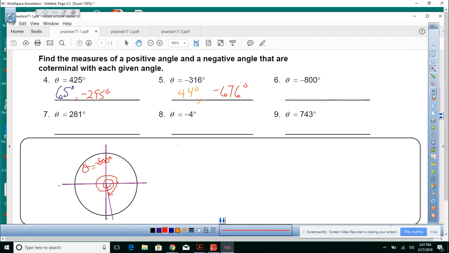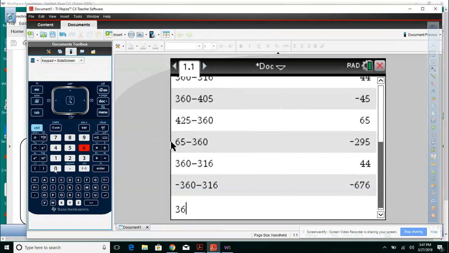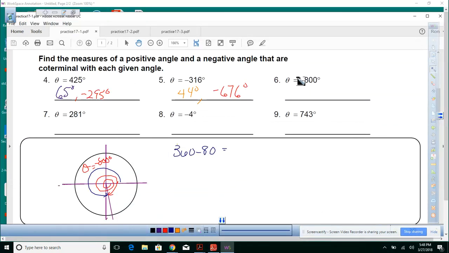All right, first, let's do a positive angle, and we're going to go from here around to there. So that's going to be 360 minus 80, right? And that's going to be what? 360 minus 80, I'm getting 280 degrees. So our first one is going to be 280 degrees.